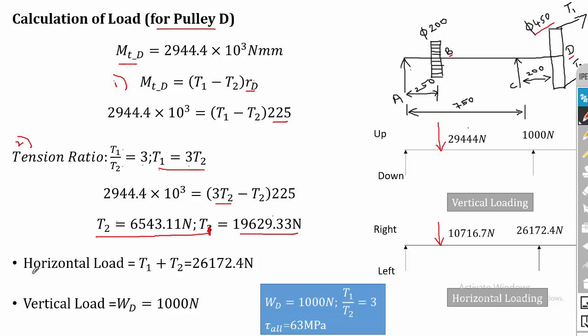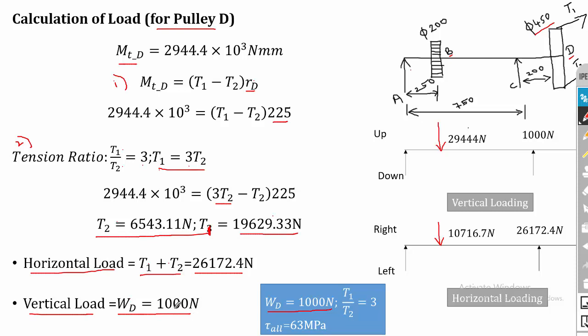Now the horizontal load. So in the problem, it is clearly mentioned that the belt drive is a horizontal one. So the tension will be acting on the horizontal direction. So the horizontal load is T1 plus T2 and it is equal to 26,172.4 Newton. Okay, fine. And the vertical load. So in the problem, the weight of the pulley is actually given. And we know that the weight will always act in the vertical direction downwards. Okay. So in the vertical load, you just consider WD, that is 1000 Newton.